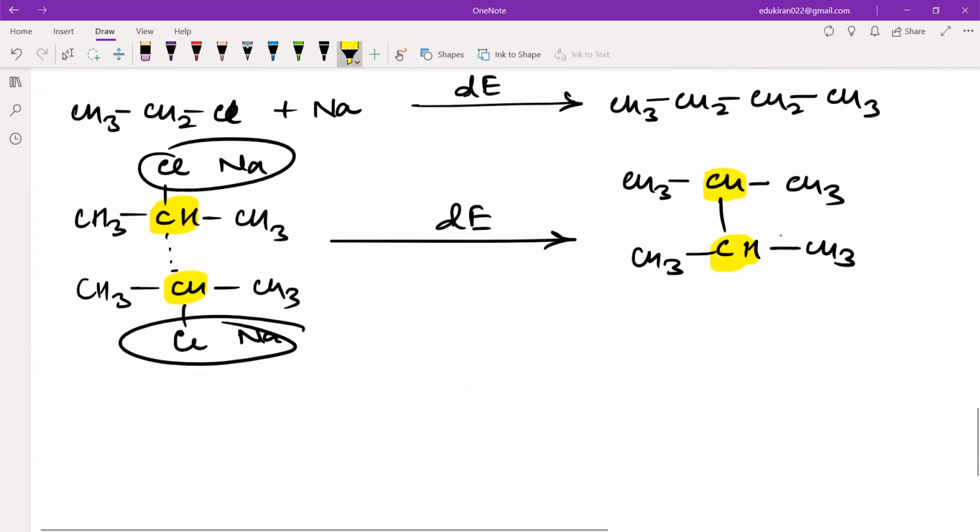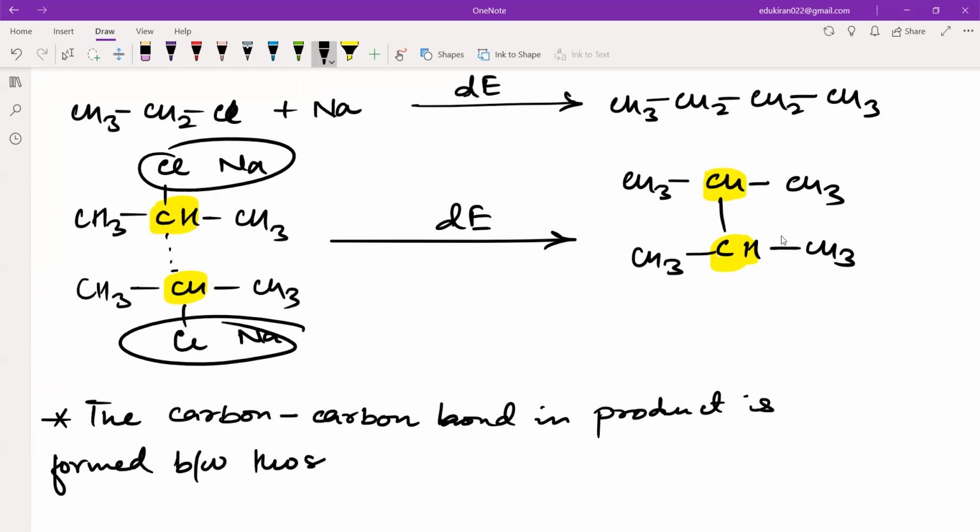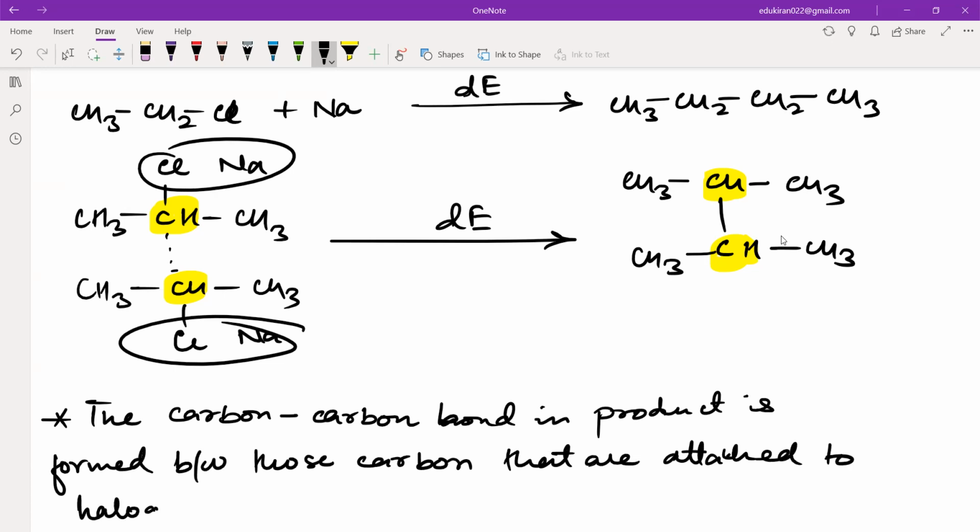Okay, so important note here: the carbon-carbon bond in the product is formed between those carbons that are attached to the halogen in the alkyl halide.